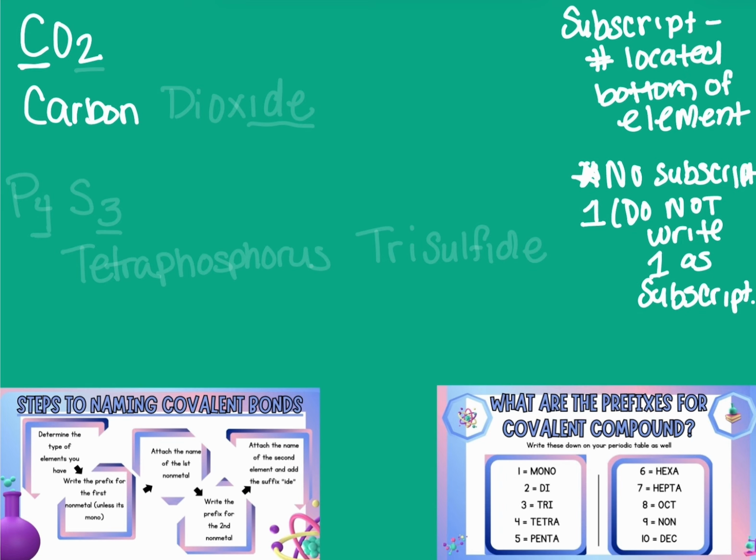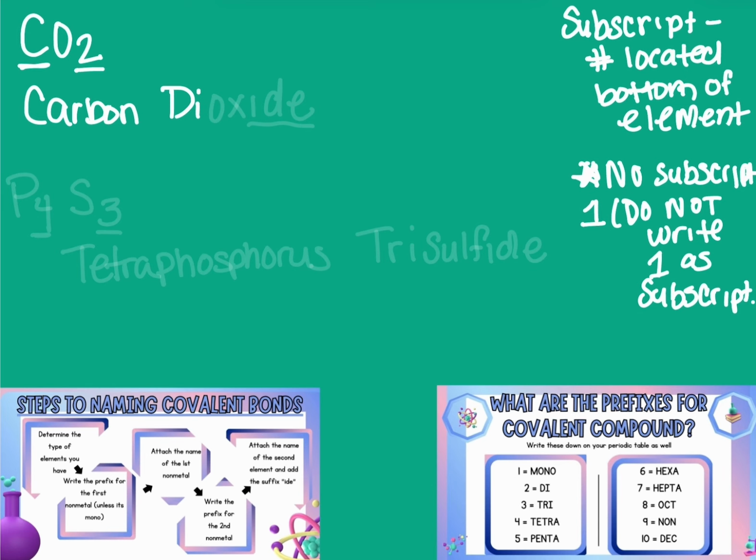My second element is O, which is oxygen. I look at oxygen and I see that the subscript next to oxygen is 2. I'm going to go down here to my prefixes and I see that di is the prefix for 2. So I'm going to write di first. A prefix is what goes before, so it's going to go before the element's name. And then I'm going to write out my element's name.